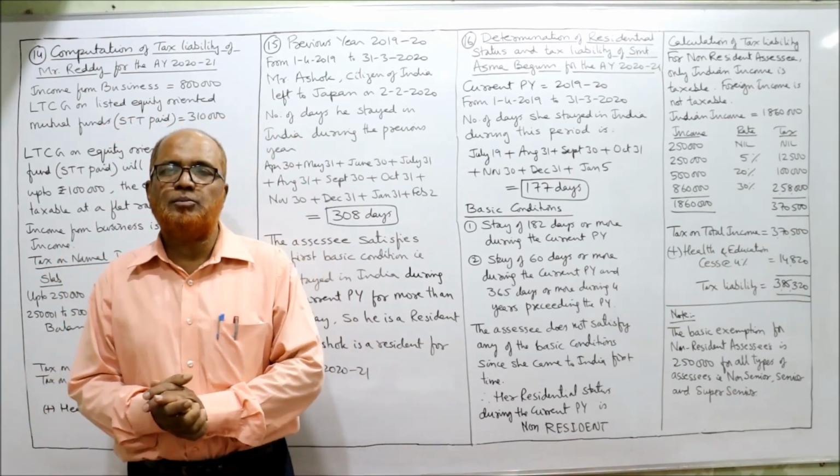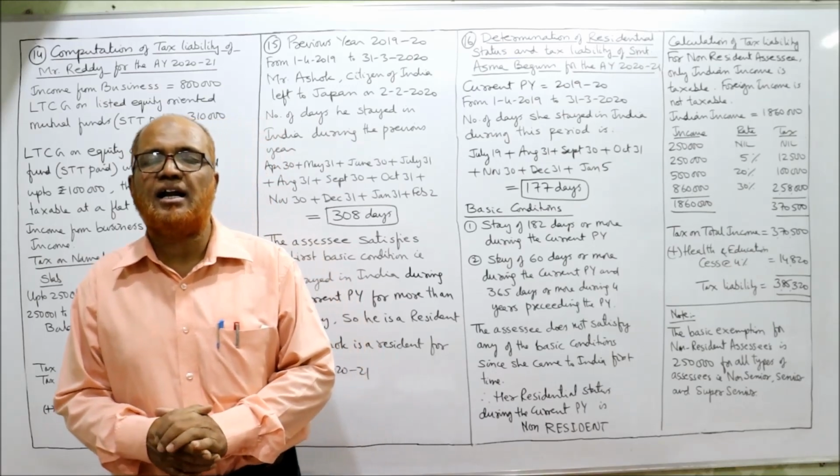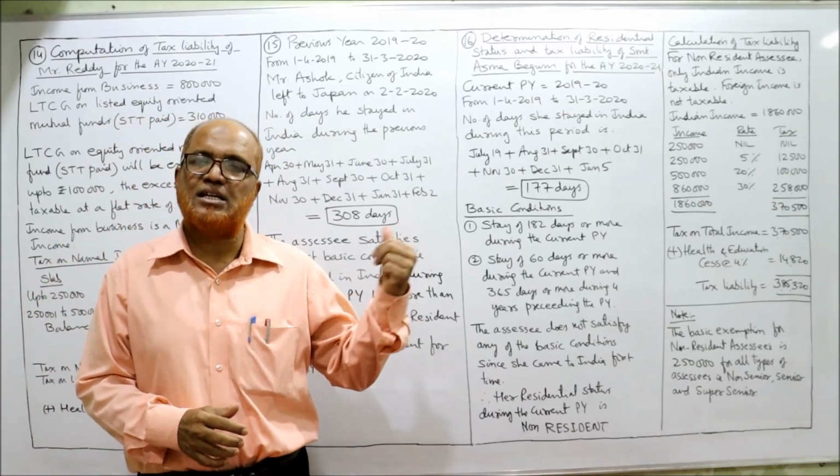In total, 16 problems I have explained to you in detail regarding the computation of tax liability and residential status.